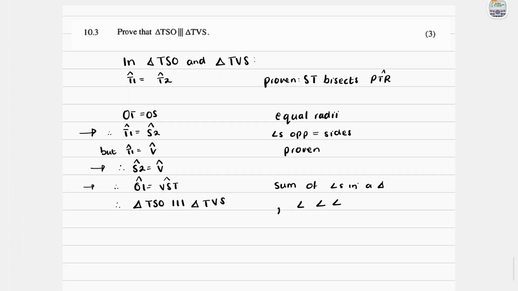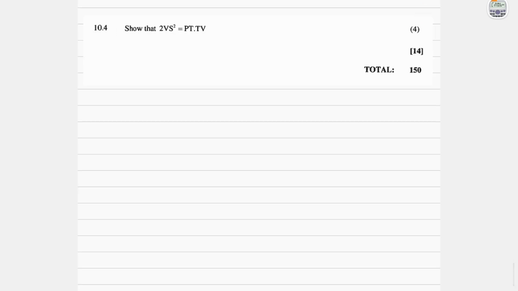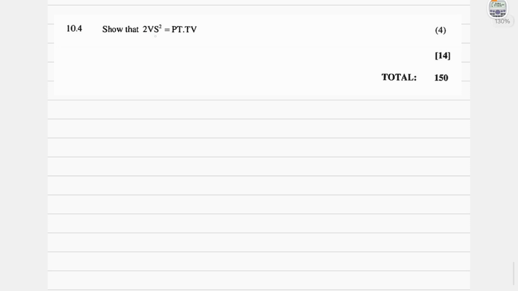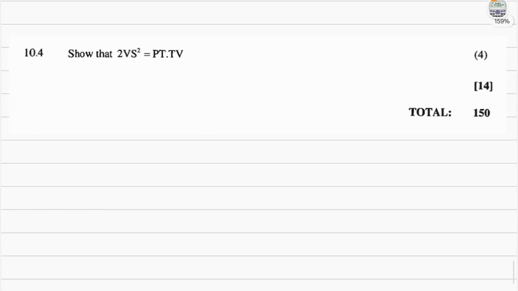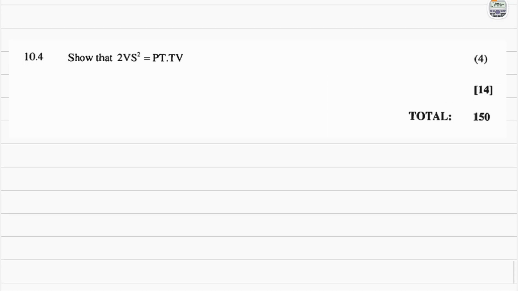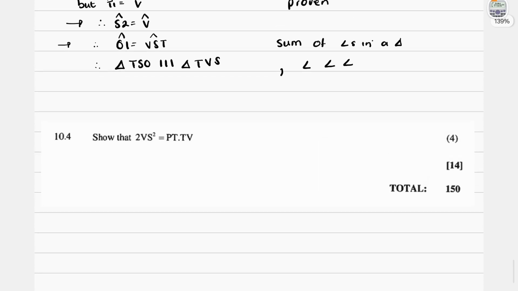Moving on to the next question. Question 10.4, the last question for question 10, says, show that 2VS squared is equal to PT times TV. The whole idea with this is we're going to find out where exactly these lengths came from and find out how it can end up being equal to this. It usually has to do with the previous question.